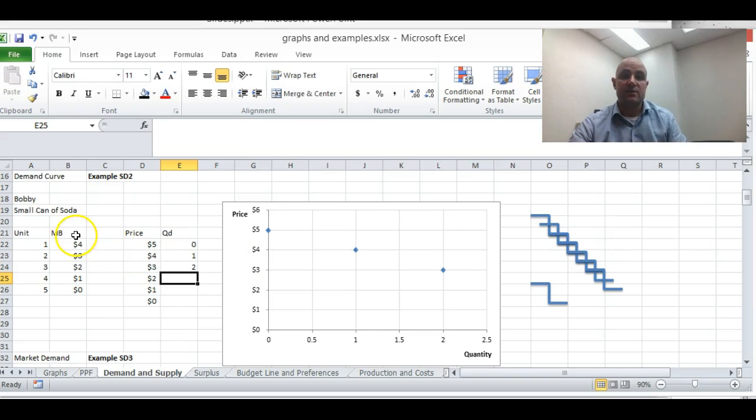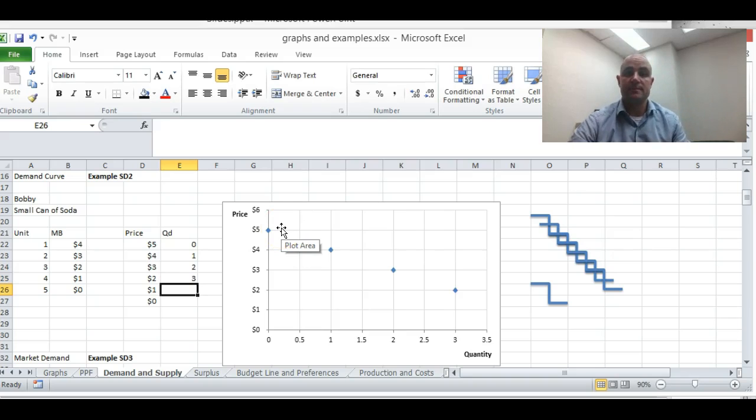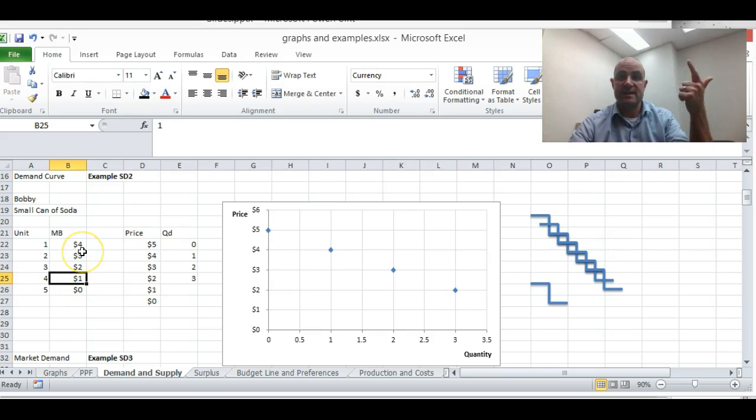So now if we go down, you can see that when the price is 2, he's going to buy the first, going to buy the second, going to buy the third, not going to buy the fourth. So when the price is 2, Bobby's quantity demanded is going to be 3. When the price is 1, he's going to buy the first, second, third, and fourth.